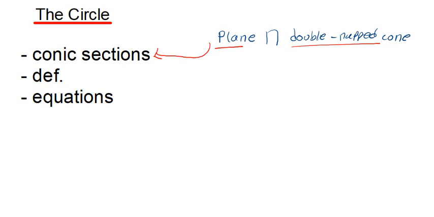That intersection happens in different ways. Each type of intersection produces a certain kind of conic section. It's either a circle, maybe an ellipse, or a parabola, or a hyperbola. So we get conic sections from the intersection between a plane and a double napped cone. Okay, so now what do we mean by a double napped cone?